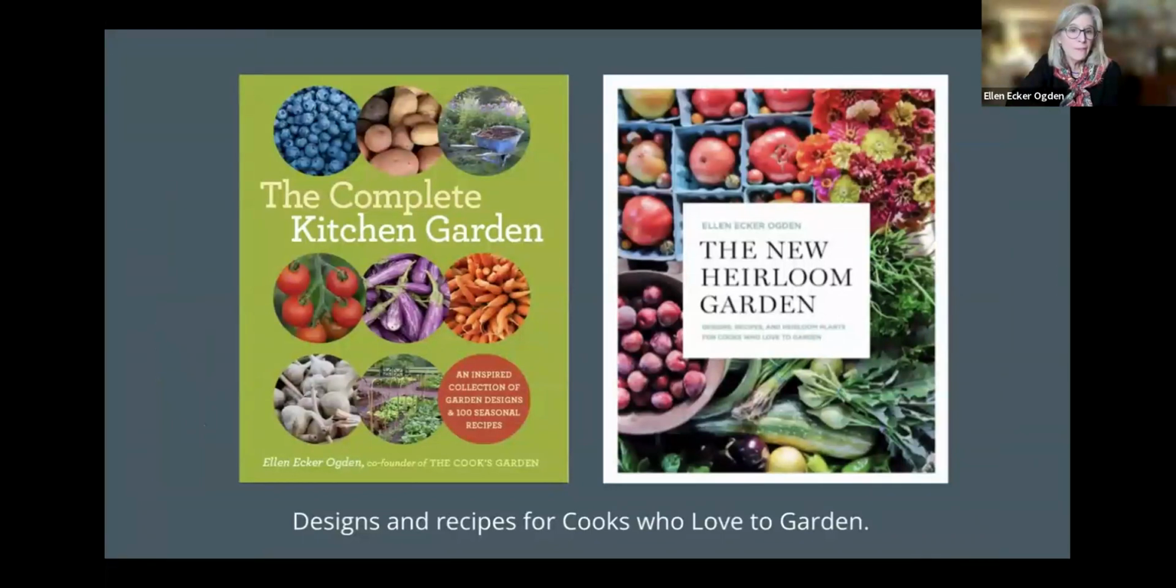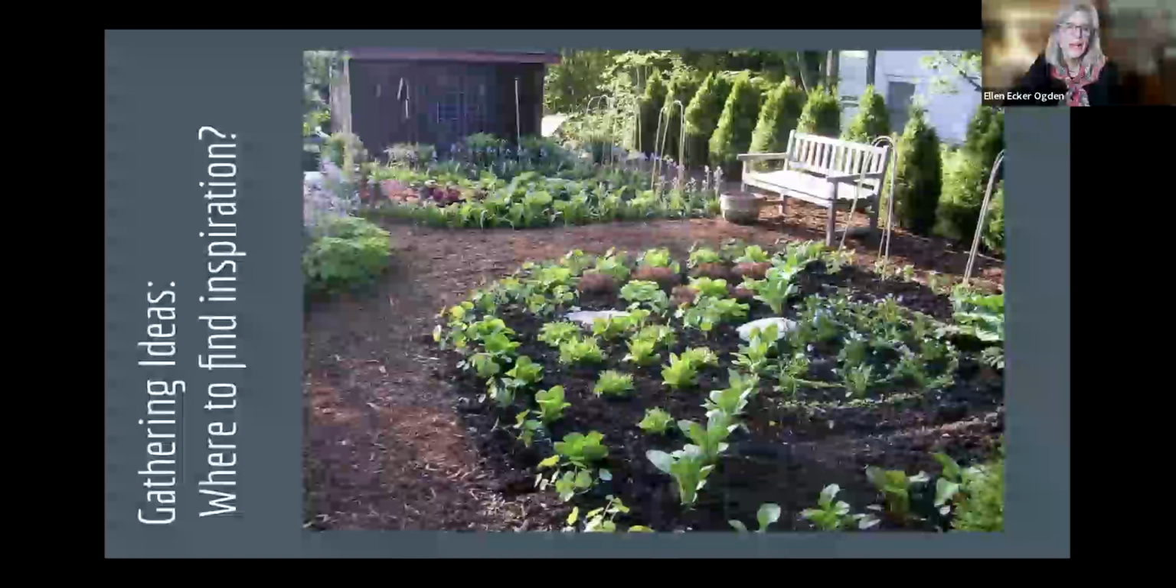I've ended up writing 5 books on kitchen gardens. One was a cookbook, but all of my books, these are 2 of my books that are still in print, contain designs and recipes for cooks who love to garden. And the biggest problem I have with them is that they're half designs and half recipes. So the bookstores don't know if they should put them in the garden section or the cooking section. And so they're mostly in the garden section, I believe. And so if you want to look them up, you can probably find them.